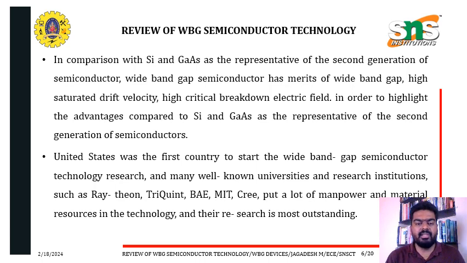In order to highlight the advantages compared to Si and gallium arsenide, the representatives of the second generation semiconductors, the United States was the first country to start wide bandgap semiconductor technology research, and many well-known universities and research institutions such as Raytheon, TriQuint, BAE, MIT, and Cree put a lot of manpower and material resources into the technology, and their research is the most outstanding.